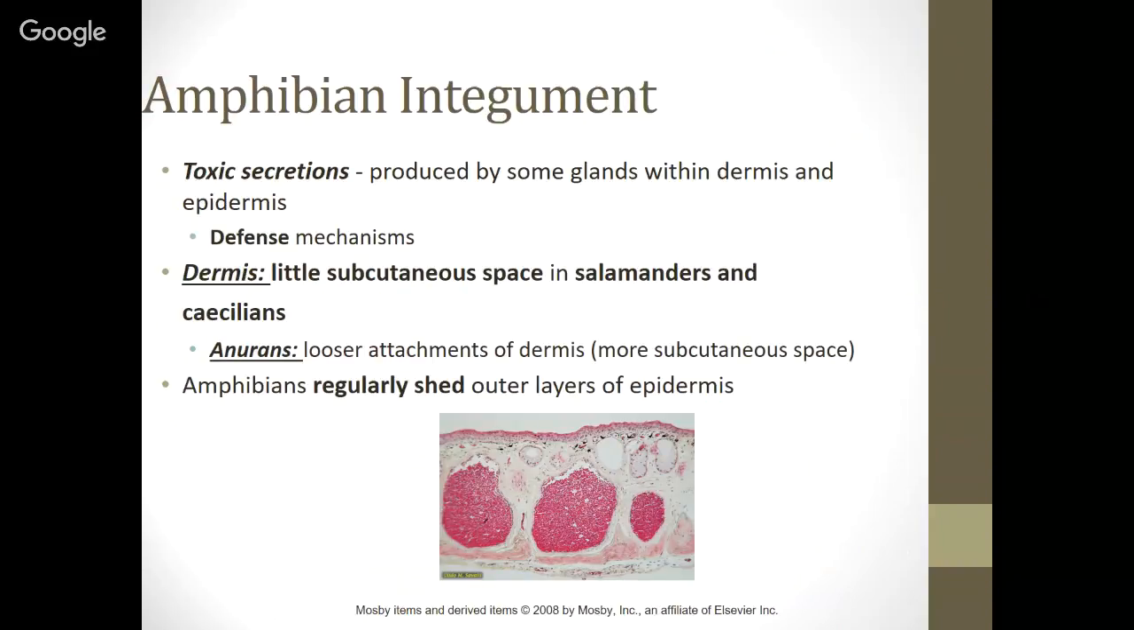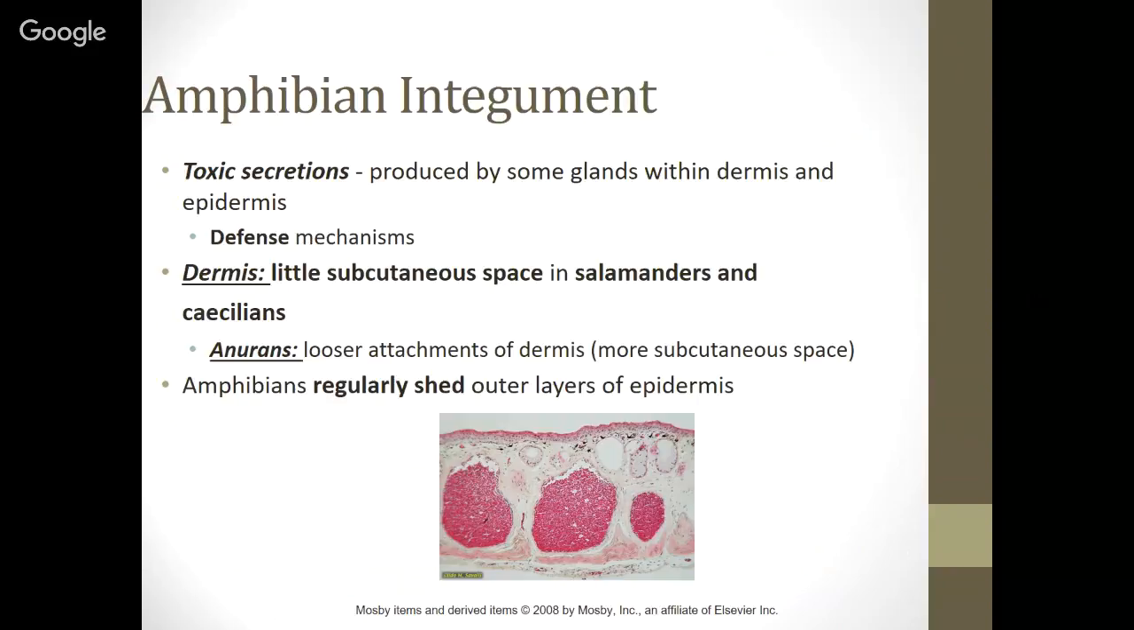They also can have toxic secretions by some glands within the dermis and the epidermis as part of their defense mechanisms. In fact, there are certain salamanders that can create a toxin that induces seizures. We would see this up in New Hampshire quite a bit in the springtime when the salamanders were coming out as they sought mates or places to lay their eggs. We would see increases in seizures in dogs that were out hunting salamanders.